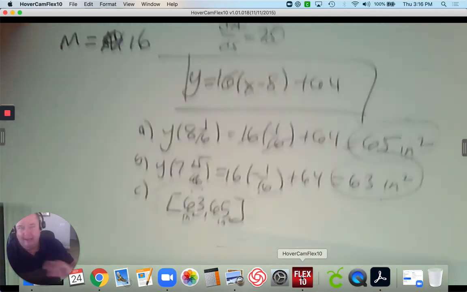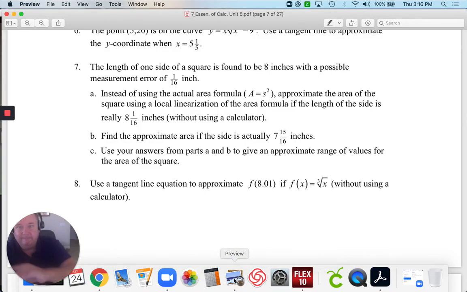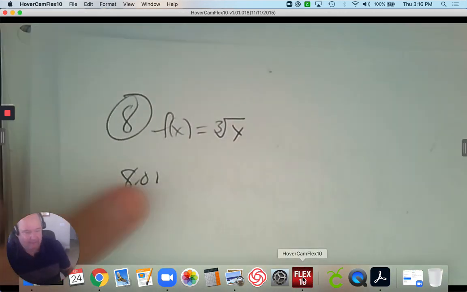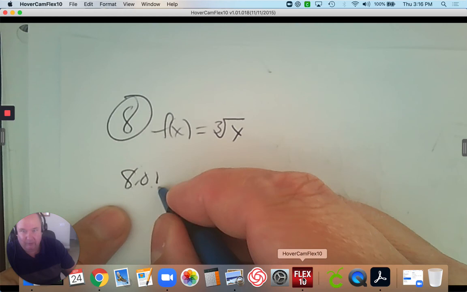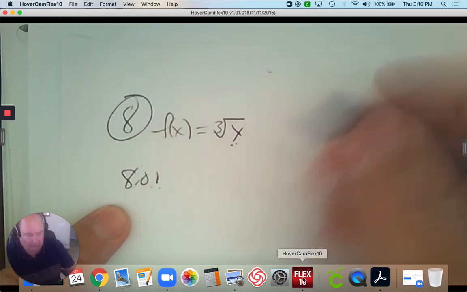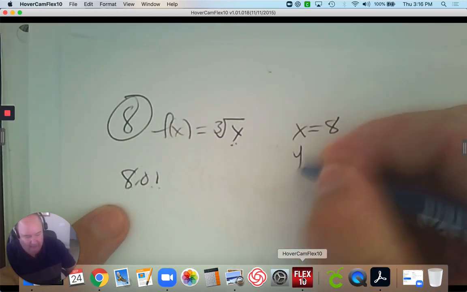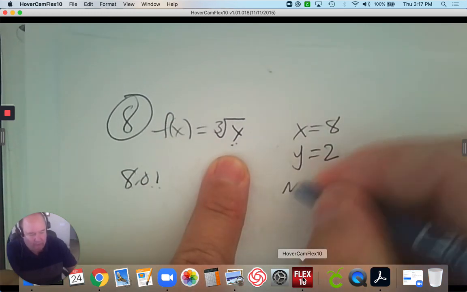All right, number 8. Use a tangent line to approximate the cube root of 8.01, if f at x equals the cube root of x. So f at x equals the cube root of x. Our goal is 8.01 without plugging in 8.01 and not having a calculator. So how does the tangent line help us estimate that value? So I need a number close to 8.01 that I actually know the y value of. So that would be 8, and the cube root of 8 is 2, and then the slope.